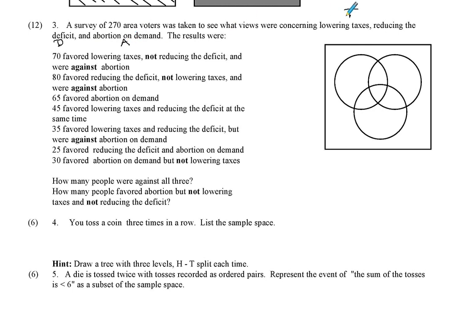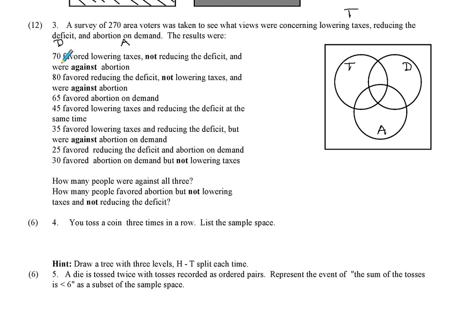Okay, so these are all in the positive. So we want to lower taxes is T. We want to reduce the deficit D. We want to allow abortion on demand A. And let's go ahead and label these sets. So here's T and D and A. And then what we want to do, remember, is we want to label all these little pieces in here using the information here. So we can only do one piece at a time though. So if you have information in here that you can't use immediately, then just bypass it and keep going.